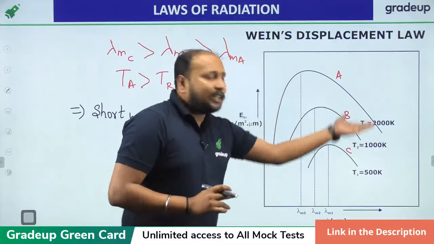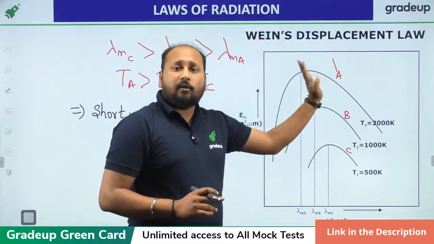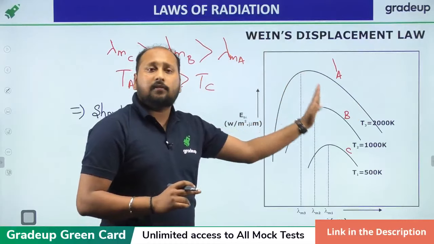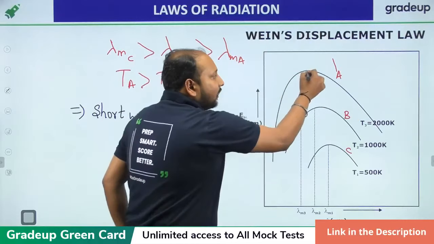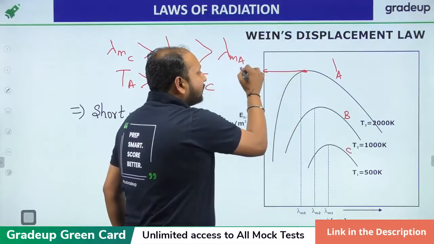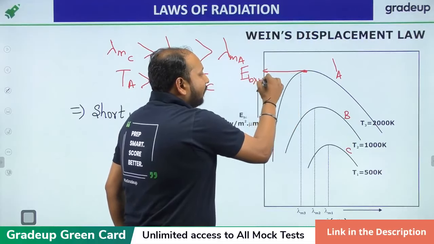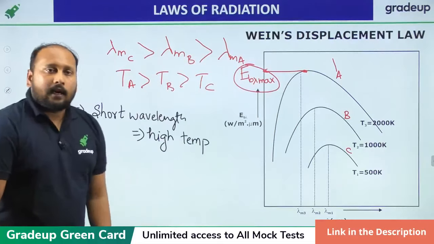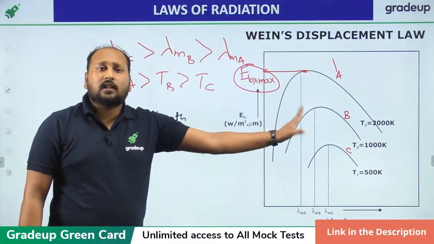If you are increasing the temperature, what will happen? The curve will shift towards the left. That means the peak point of the curve will be shifting towards the left. What is this peak point? This peak point basically corresponds to the maximum monochromatic emissive power of a black body. Understood? What is the physical significance of this curve?